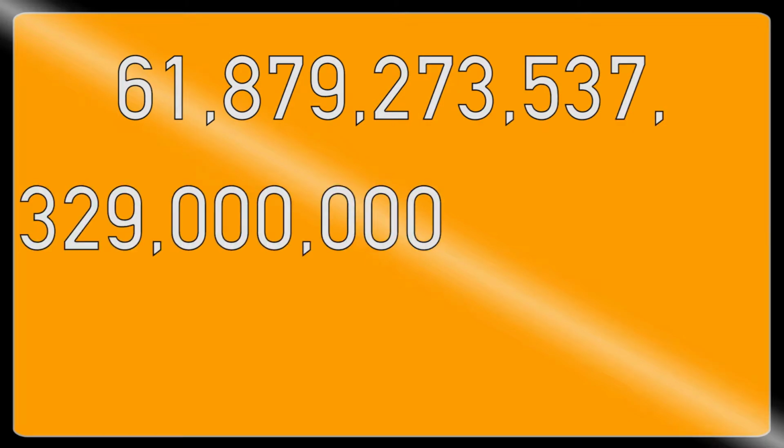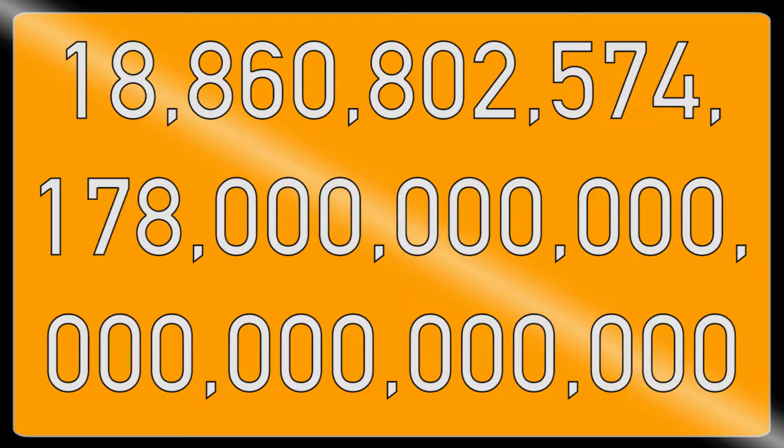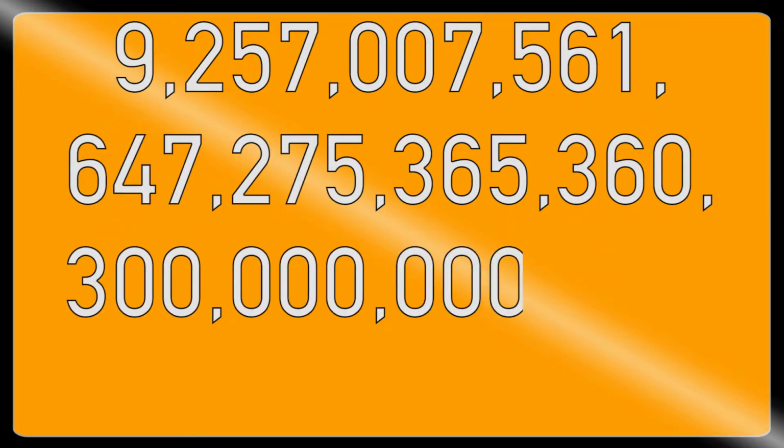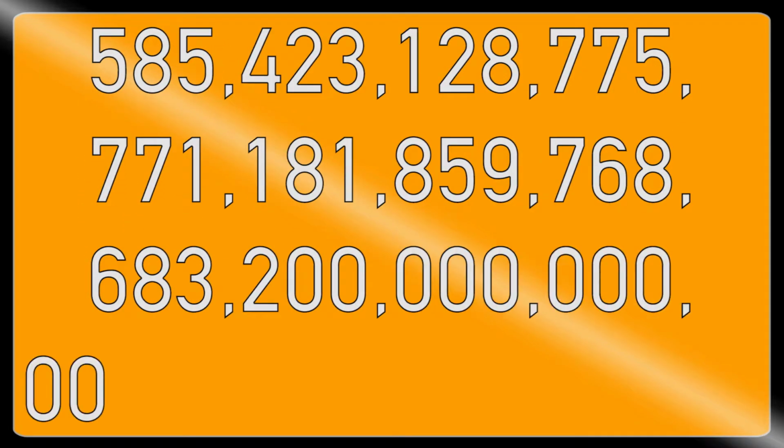And that would make a kilometer 6.18 times 10 to the 37th Planck lengths. 61 undecillion. A foot would have 1.88 times 10 to the 34 Planck lengths, 18 decillion. And for a mile, 9.95 times 10 to the 37th Planck lengths, 99 undecillion. In an astronomical unit, there are 9.25 times 10 to the 45th Planck lengths, 9.2 quattordecillion. In a light year, 5.85 times 10 to the 50th Planck lengths, 585 quindecillion. In a parsec, 1.9 times 10 to the 51st Planck lengths, 1.9 sextillion.